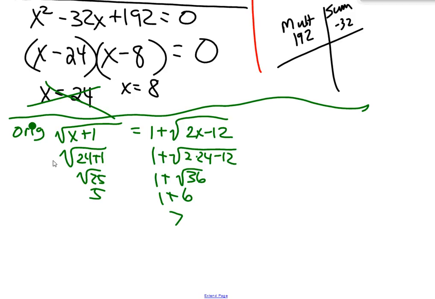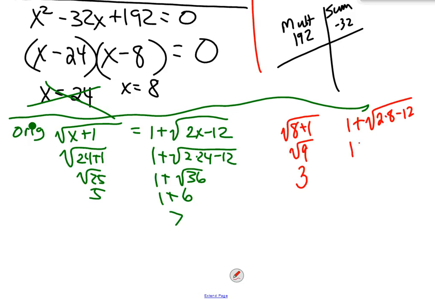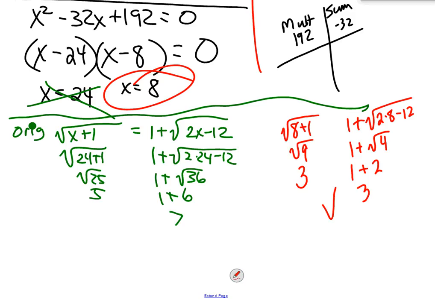So then we'll check 8. And could it happen that neither of them work? It could. We have hopes for 8 still. Square root of 8 plus 1, square root of 9, 3. 1 plus square root of 2 times 8 minus 12. What's 2 times 8? Minus 12 is 4. 1 plus the square root of 4. Square root of 4 is 2, 1 plus 2, 3. That one works, and we've got it. Okay? So there's nothing that you can't do in this problem, but it is a long problem.